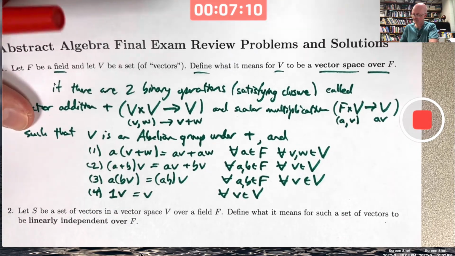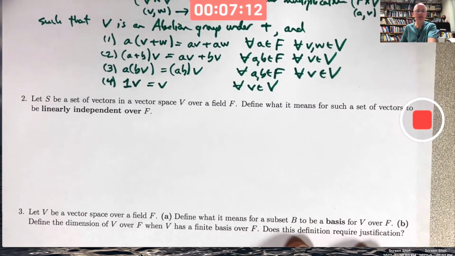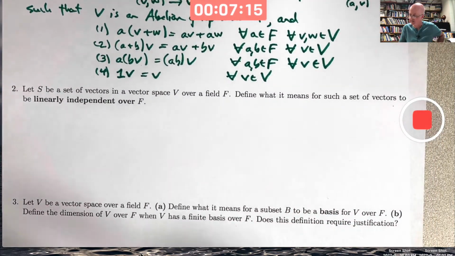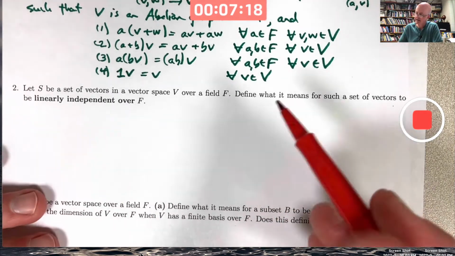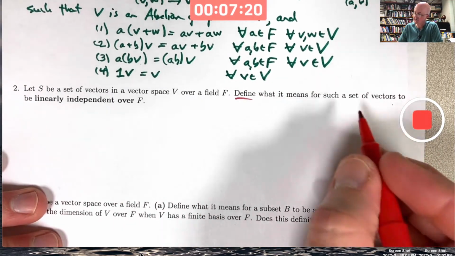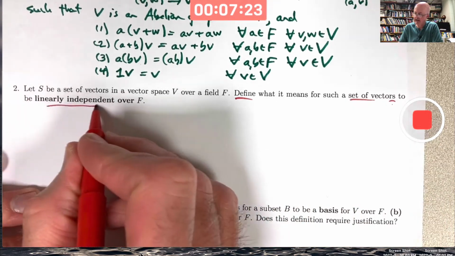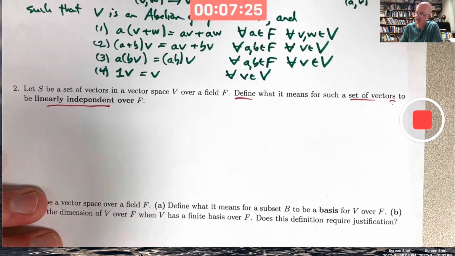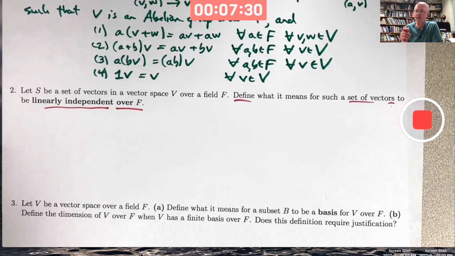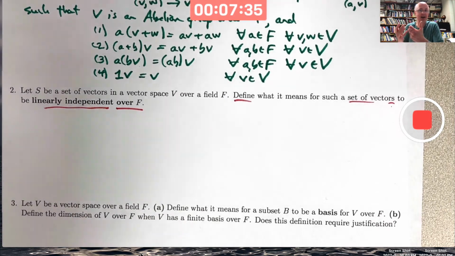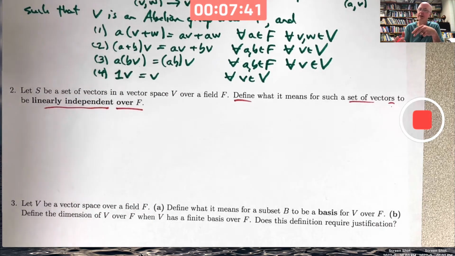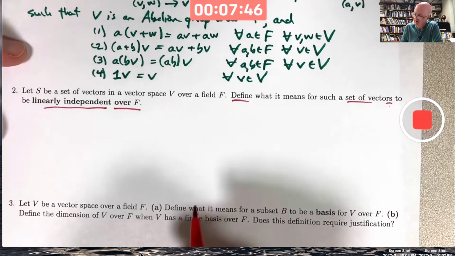On to the second question. Let S be a set of vectors in a vector space V over a field F. Once again, a definition. Define what it means for such a set of vectors to be linearly independent, and again, don't stop there, over the field F. This is always with respect to a field. If I had a different field, it could be a different kind of vector space, and a given set could be linearly independent as a vector space over one field, but perhaps not another. That can happen, okay? So what does this mean?